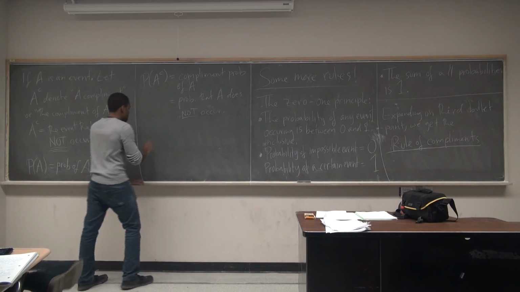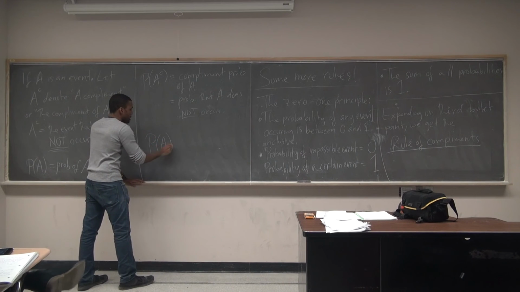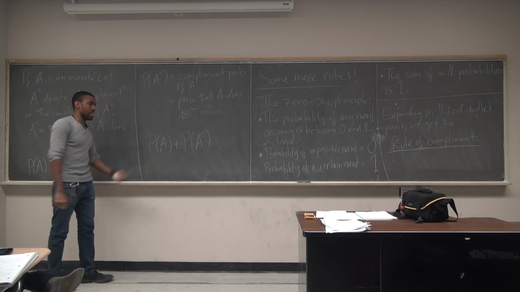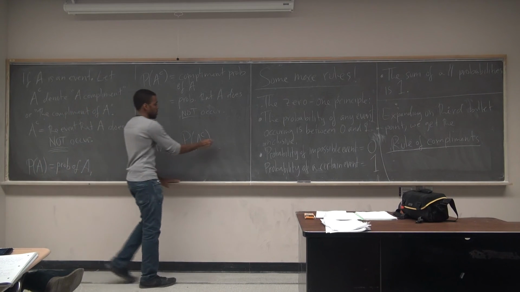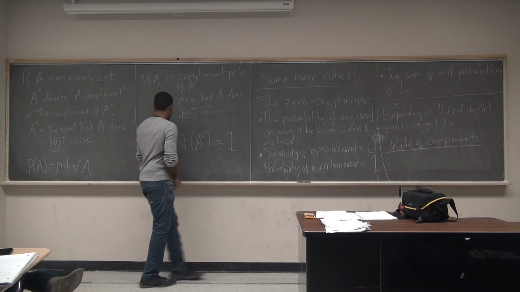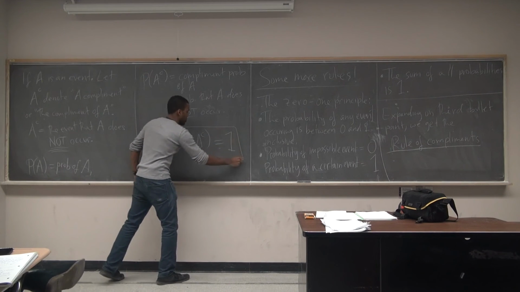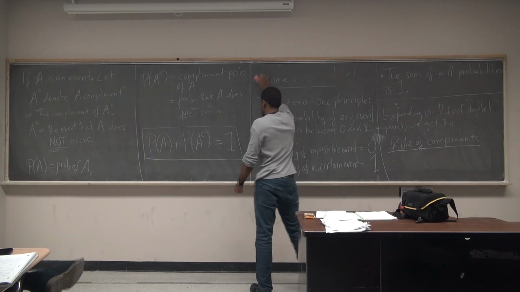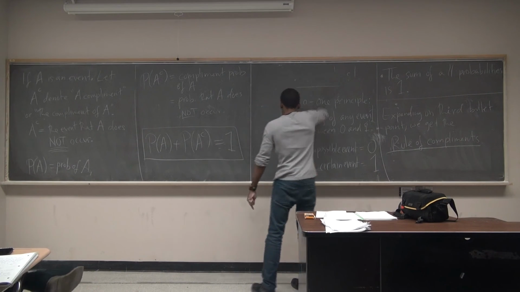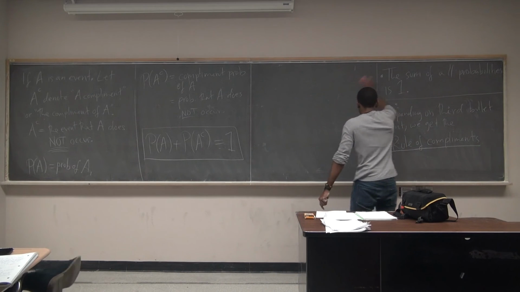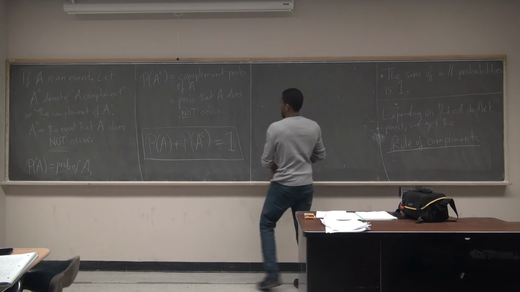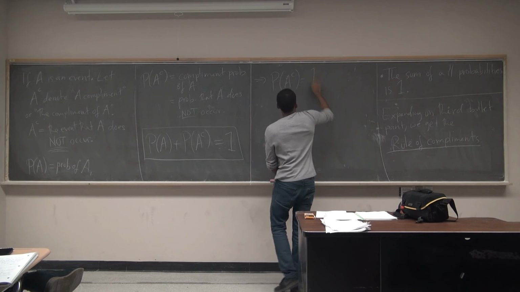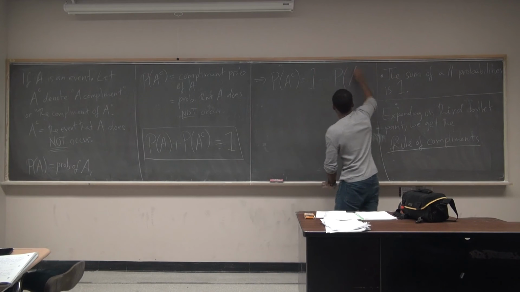And so that means if I add the probability of an event happening plus the probability of it not happening, that's a certain event. It either will happen or it won't happen. So if I add them, the answer should be 1. This is called the rule of complements. A lot of the times you solve for P of A complement and write it in this form: 1 minus the probability of A.